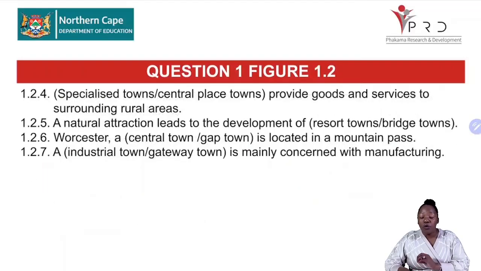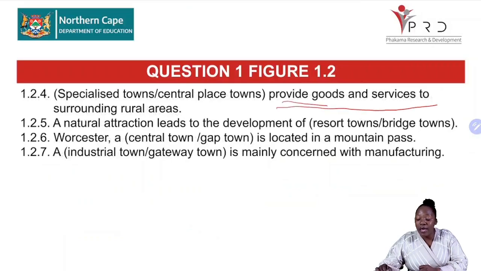Then we move to the next questions, your 1.2.4 to 1.2.7. Remember, the numbering is supposed to be in sequence. A specialized town or the central place town provides goods and services. So we are looking for that town that provides goods and services to the surrounding rural areas. Then your number 5, a natural attraction. A natural attraction leads to the development of what type of town?